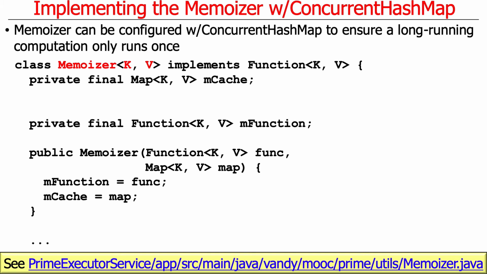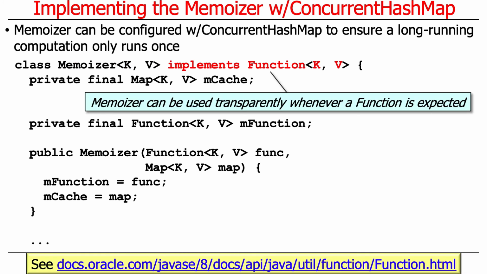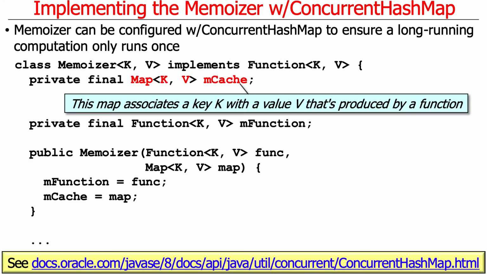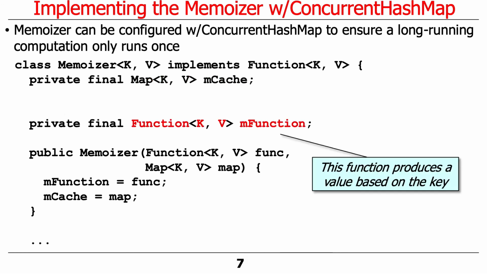So here's the Memoizer. It's a generic class with a key and a value. It implements the Function interface, which is a functional interface, so you can use this anywhere a function is expected, Function being a generic type that's defined as part of the Java 8 functional interfaces. We have a map that's going to be used to associate a key with a value, where the value is produced by a function that operates on the key. So this is the cache. We stash the function, which will be passed as a parameter, and this is the thing that produces the value based on the key.